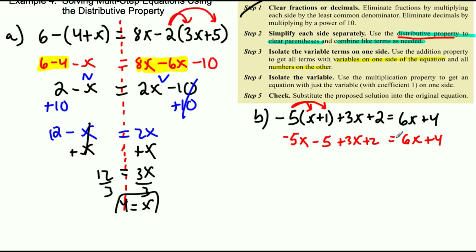Okay, let's go ahead and combine like terms now. And I can combine negative 5x and 3x. I can combine those guys together. And that just simply gives me negative 2x. And then I can combine negative 5 and 2. And that's just going to give me minus 3. And I have equals 6x plus 4.